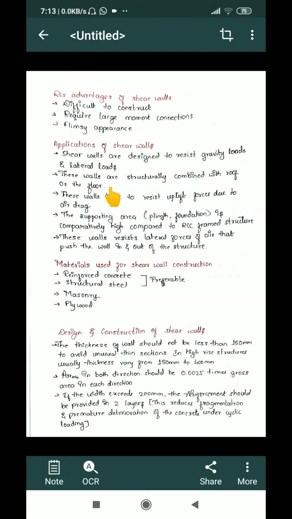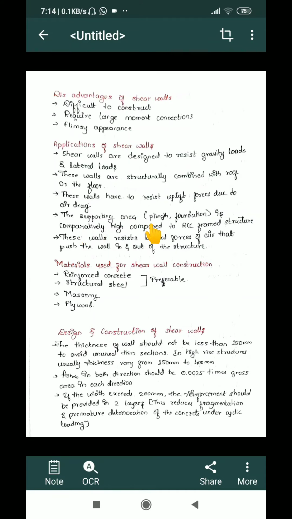By interconnecting the slab or diaphragm with a shear wall, we can increase the strength and the stiffness of the structure, as well as make the structure act as a single rigid unit. These walls have to resist uplift forces due to air drag. Because of wind forces, there might be some uplift forces which may cause failure of a structure by uplifting, and these walls must resist such forces.